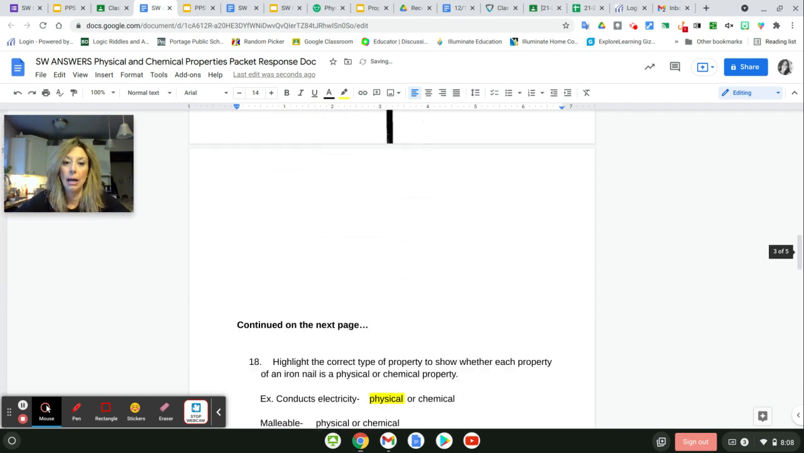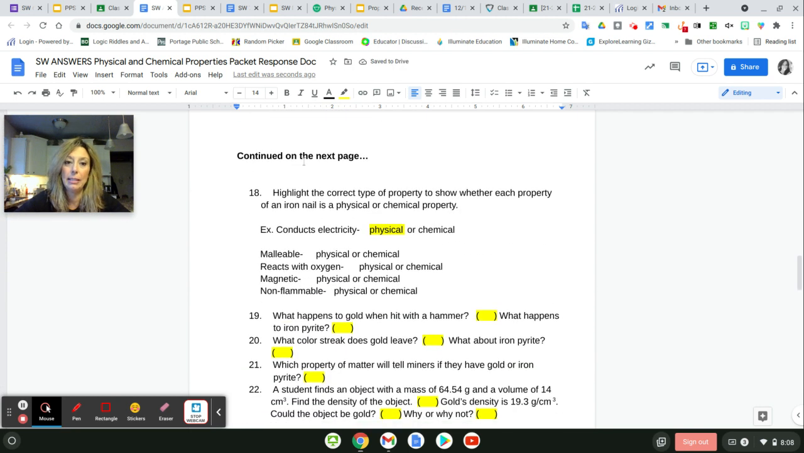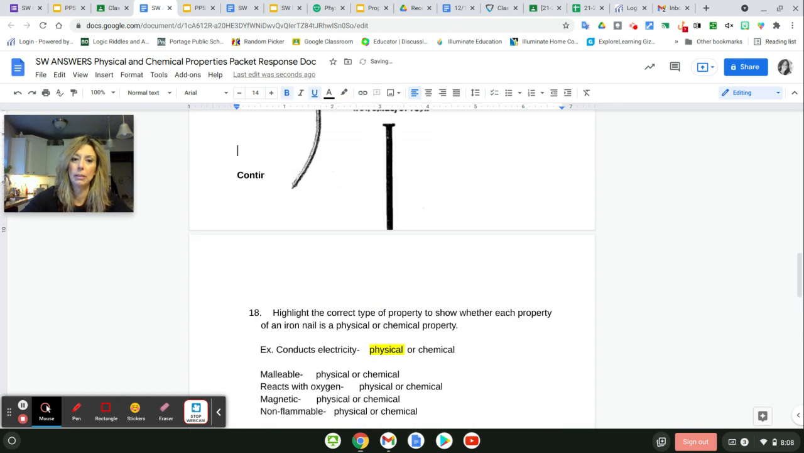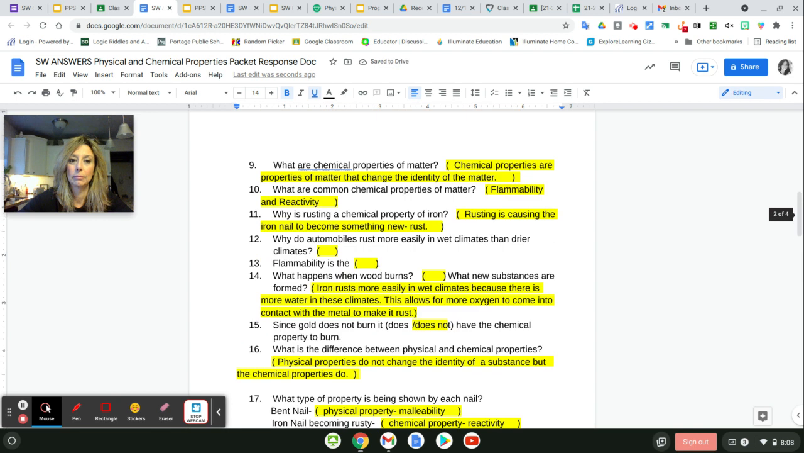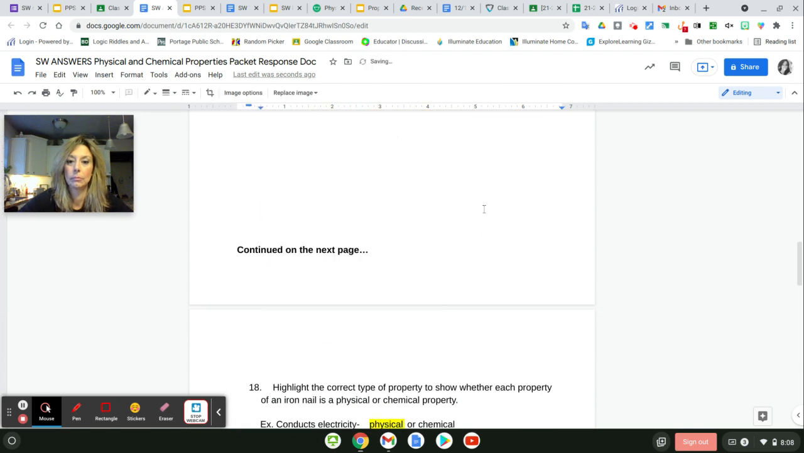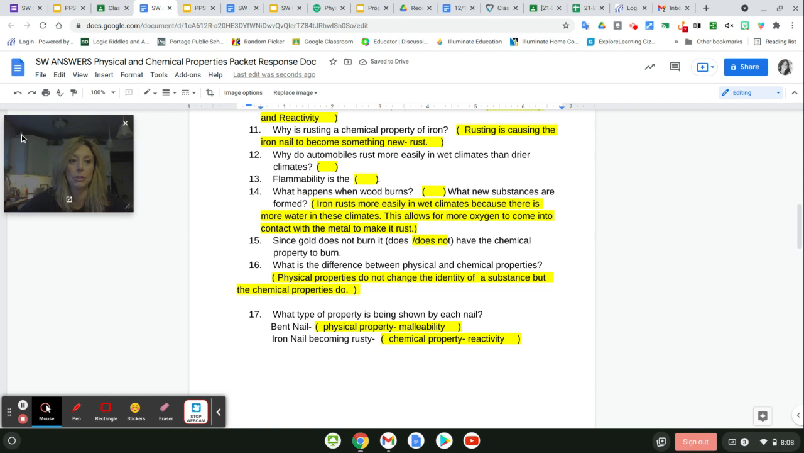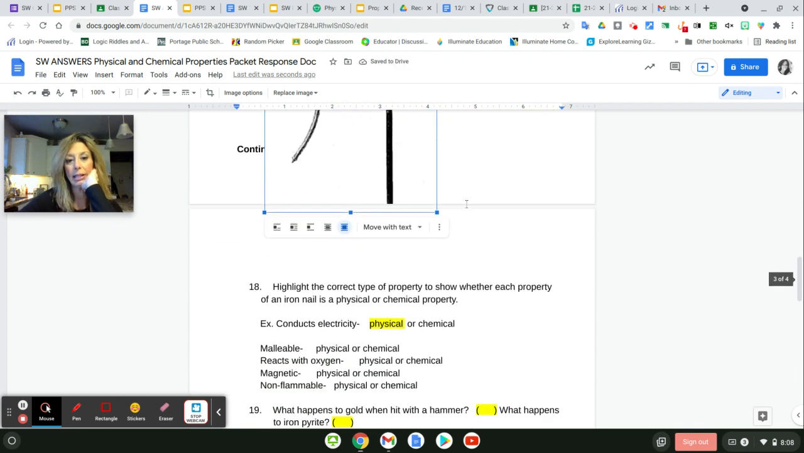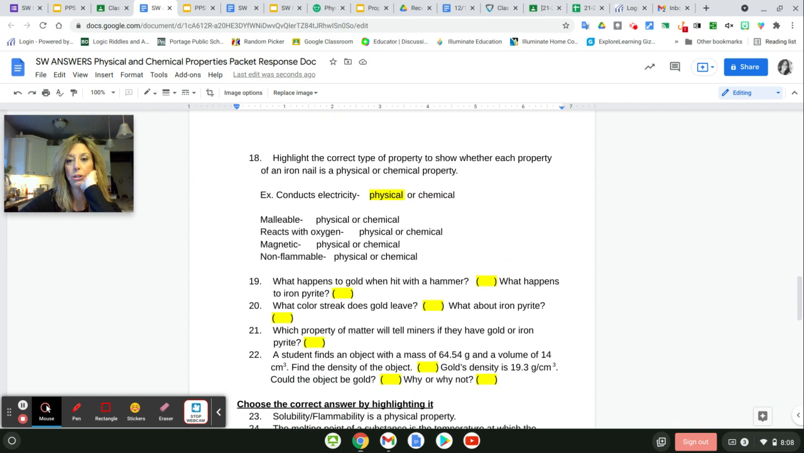Okay. All right. Number 18. Highlight the correct type of property to show whether each property of an iron nail is a physical or a chemical property. So an iron nail has all of these properties. Are they physical or are they chemical?